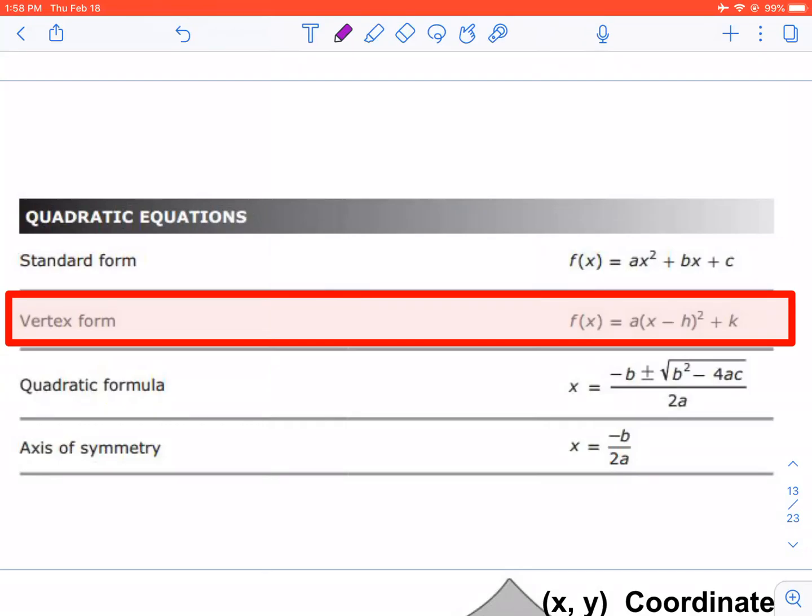The second part of what we're doing today is called vertex form. And vertex form is on your formula chart, and it's got f of x equals a(x minus h) squared plus k. A whole lot of letters. We're going to break this down so hopefully it won't feel as intimidating as it looks.